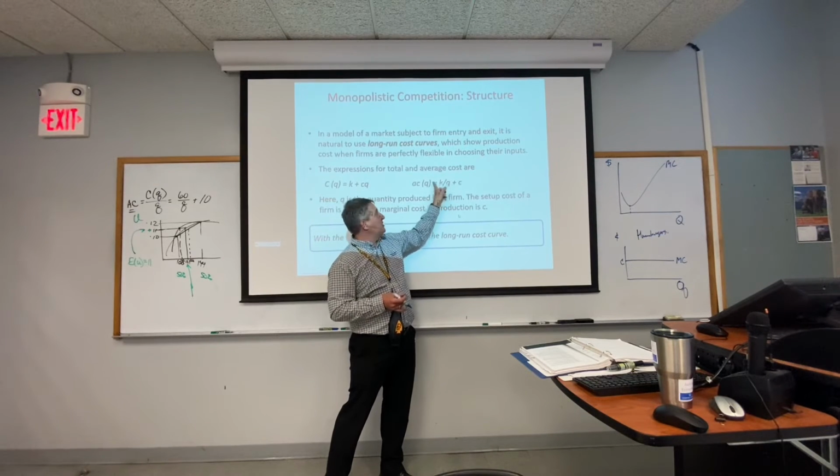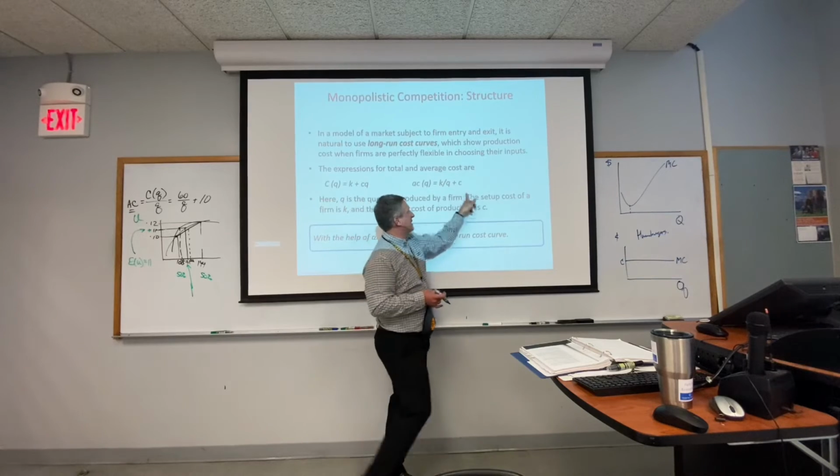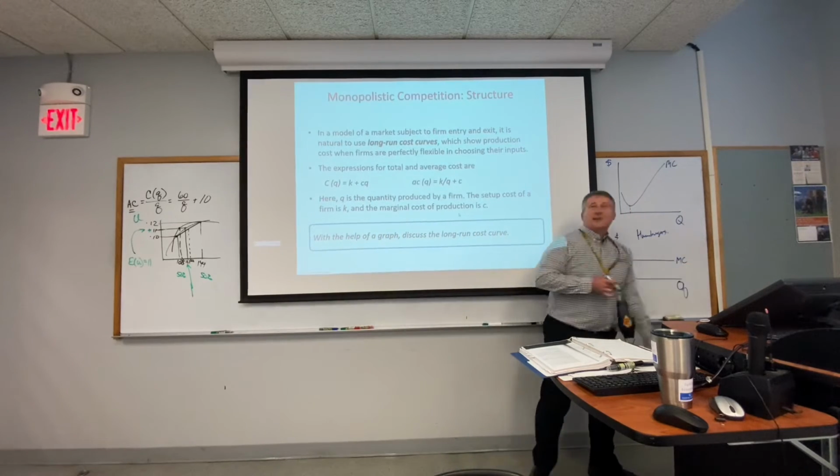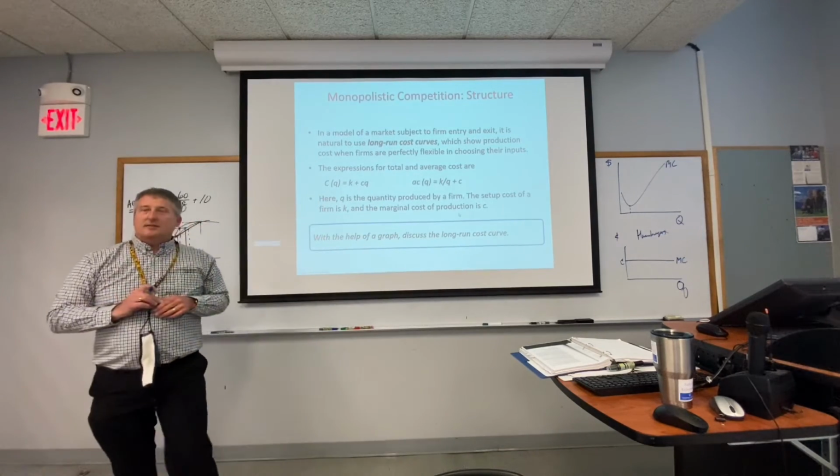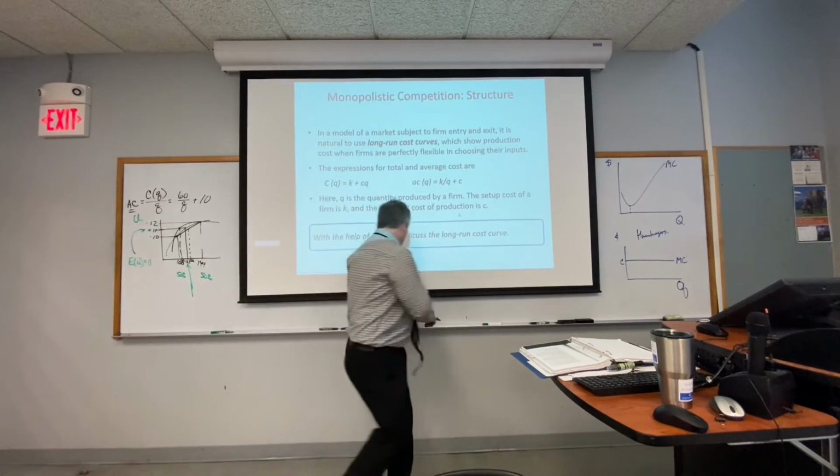So back to my question, what does this look like? We just did this. What does this look like? K over Q. Shouldn't it be approaching the bottom line? Yes, straight down and approaching it.